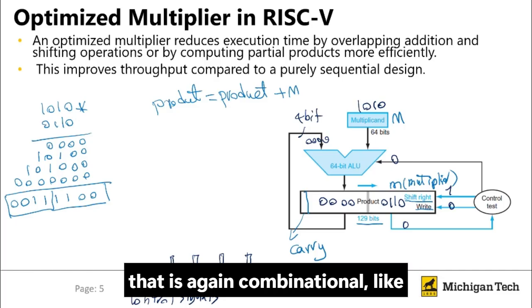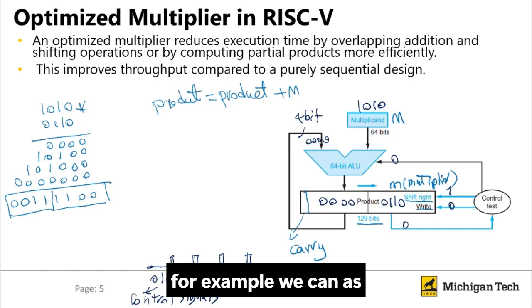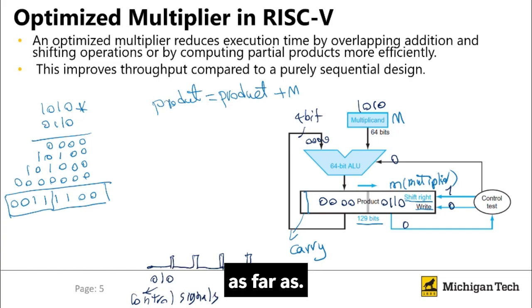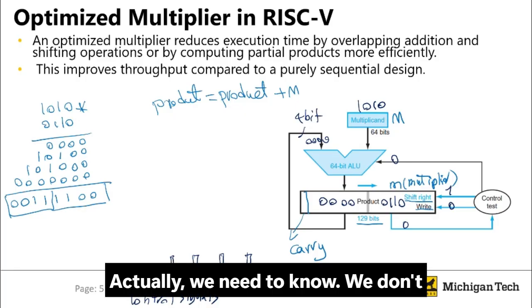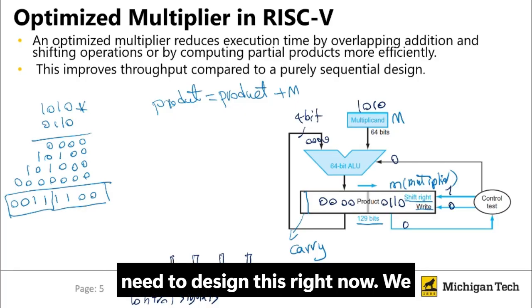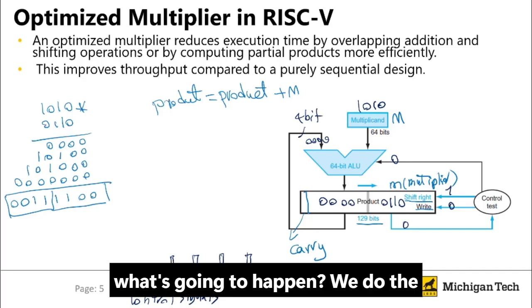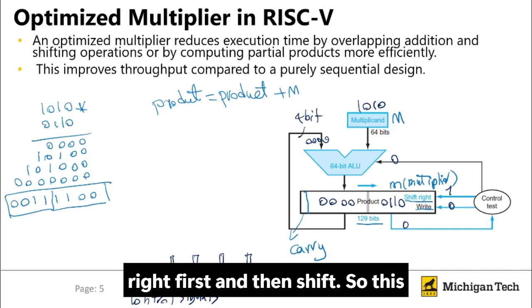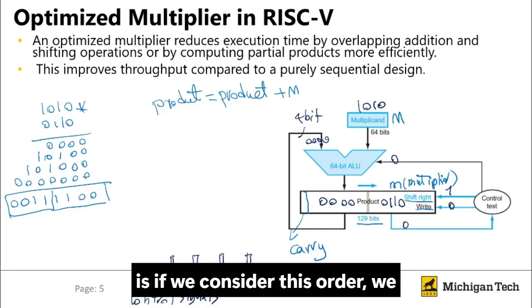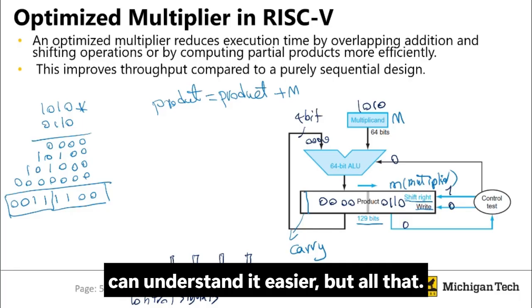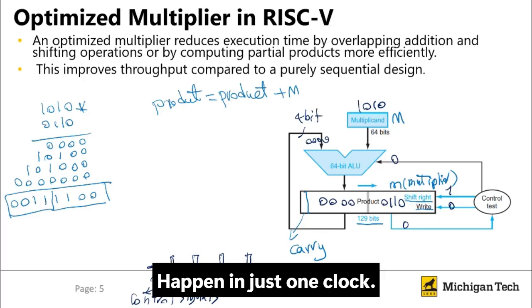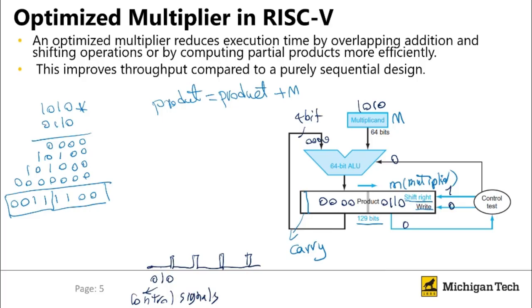Actually, we don't need to design this right now. We don't want to make it complex. But what's going to happen is we do the write first and then shift. If we consider this order, we can understand it easier. But all that happens in just 1 clock. Okay.